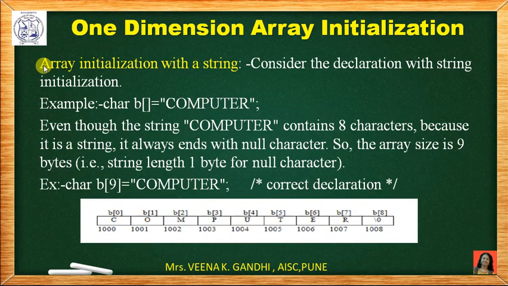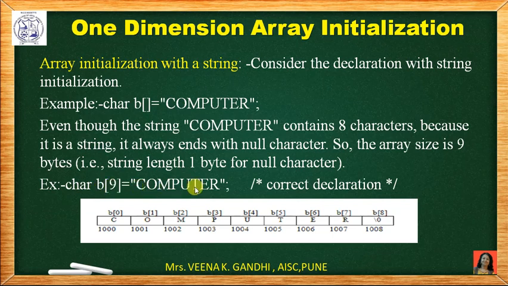An array can also be initialized with a string. Consider here the example char B initialized with the string computer. Here I initialize the B array with a string in double quotes, computer. Even though the string computer contains 8 characters, a string always ends with what? Null character or null byte. That's why we require one byte more to store the null character. So the compiler will allocate the size 9 for the B array instead of 8. So it is the same as char B of 9 equal to computer. One byte is more for the null byte.